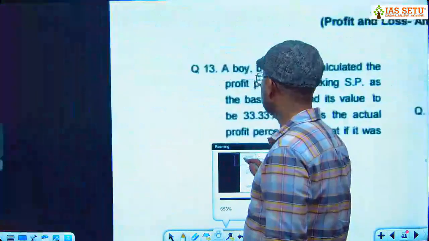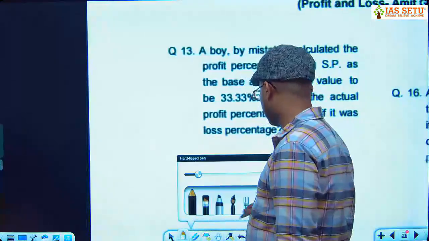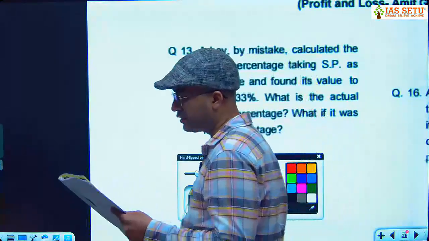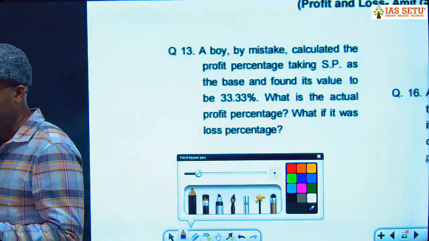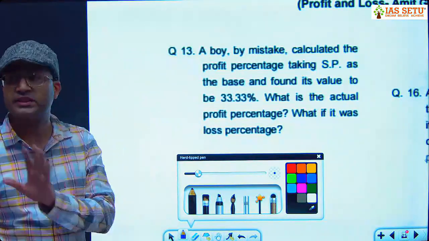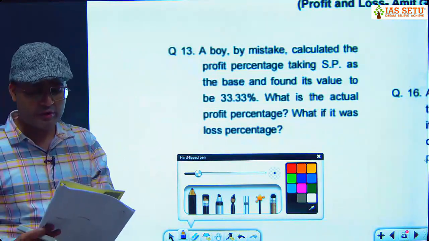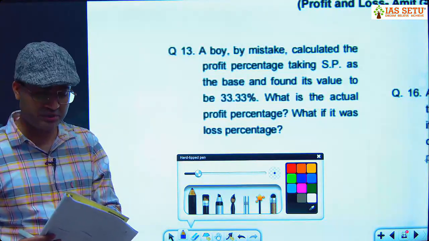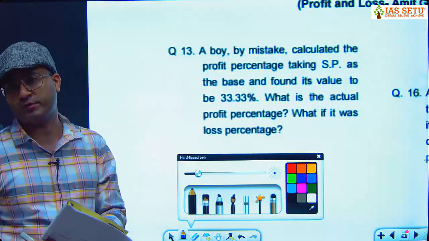A boy by mistake calculated the profit percentage taking selling price as the base. So it means it is wrong. And found its value to be 33.33%. What is the actual profit percentage?